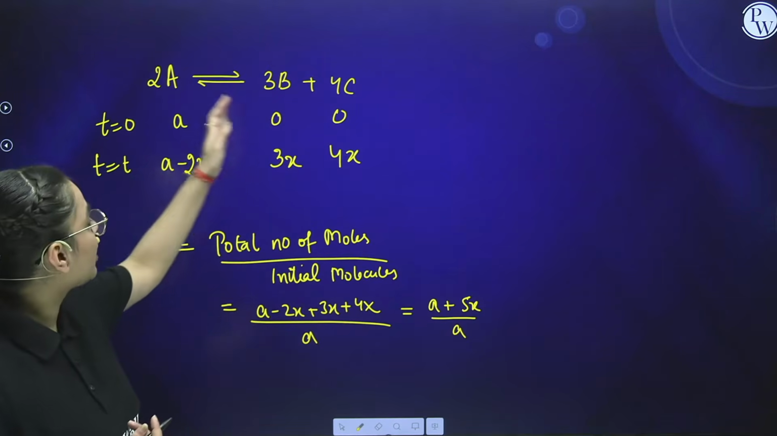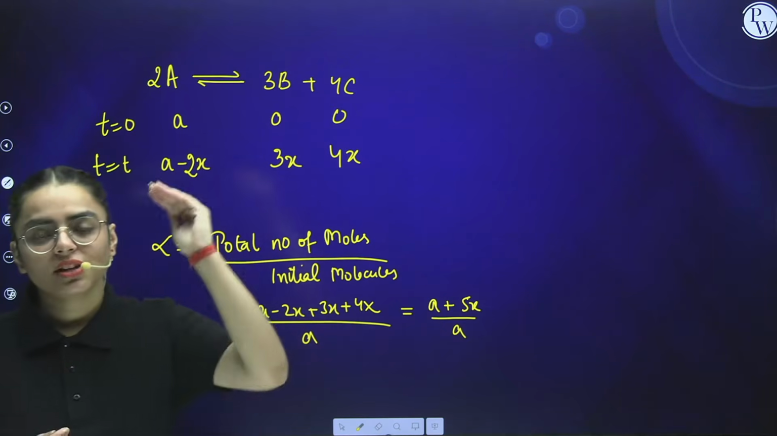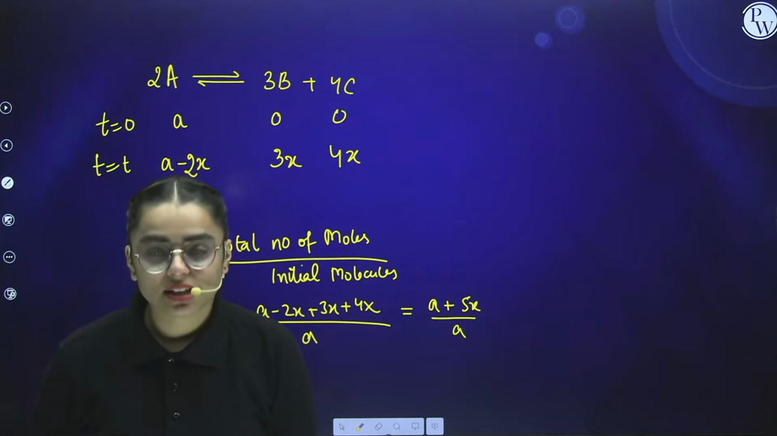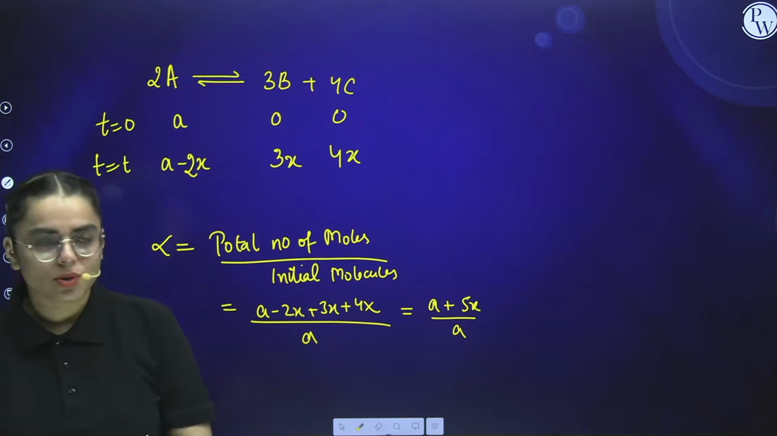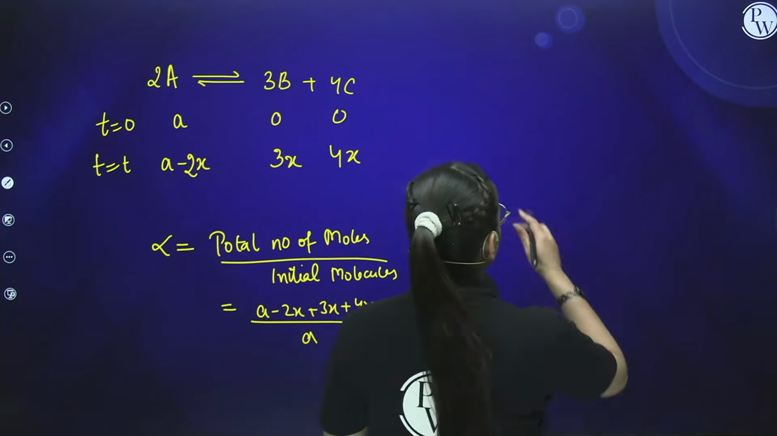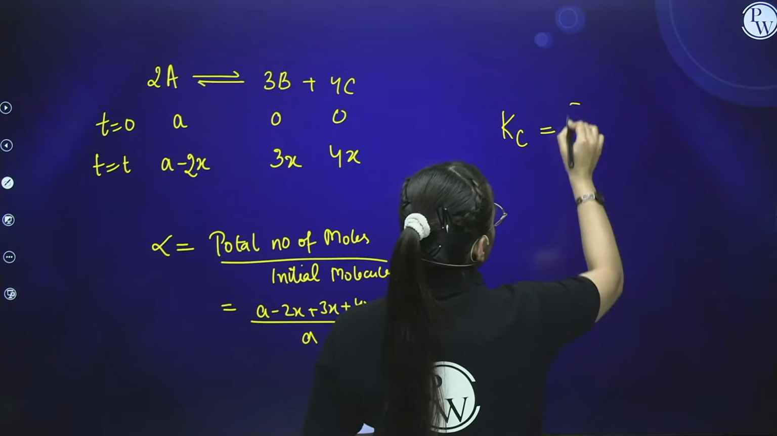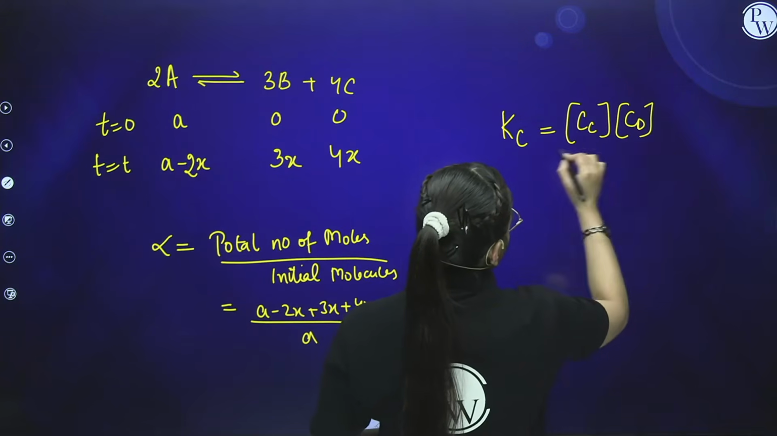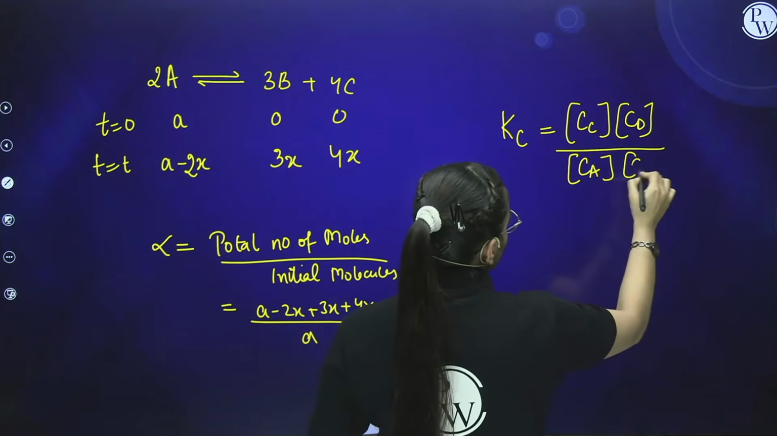When you are given 1, 1, then you can directly write a minus x, x, x. When you have been given numbers, they will come in front of this. You have to keep this in your mind, students, because it is very, very important. And with practice, you will get the situations. I am again writing the formula for Kc and Kp. It will help you again and again. The formula for Kc was concentration of C into concentration of D divided by concentration of A into concentration of B.